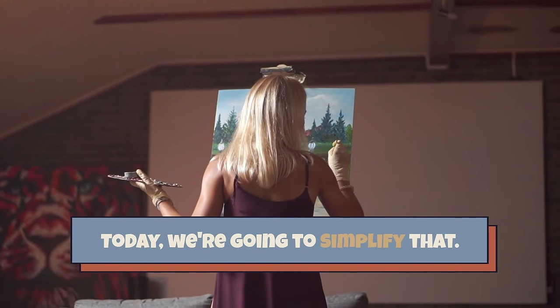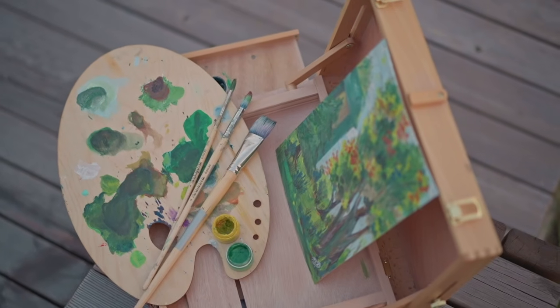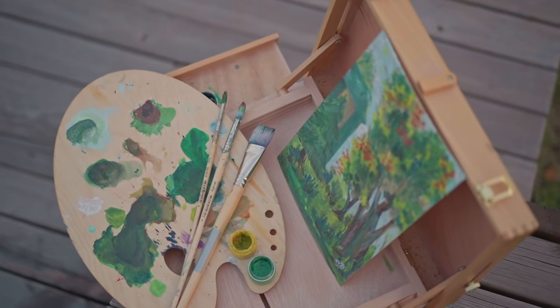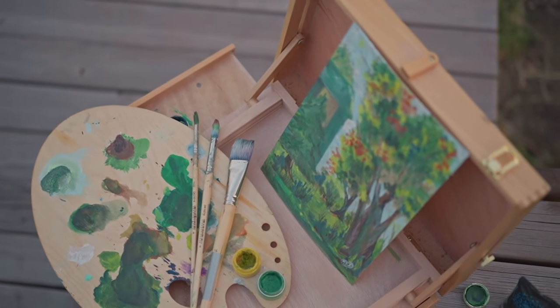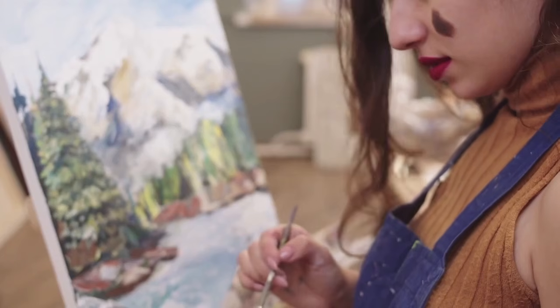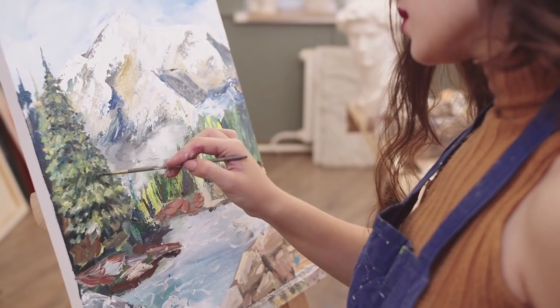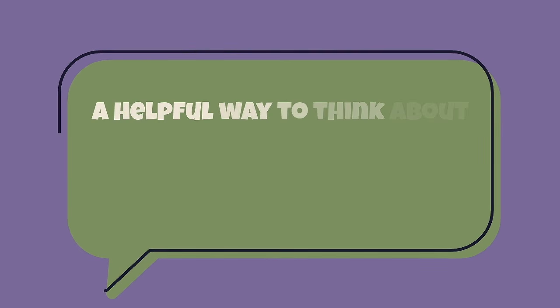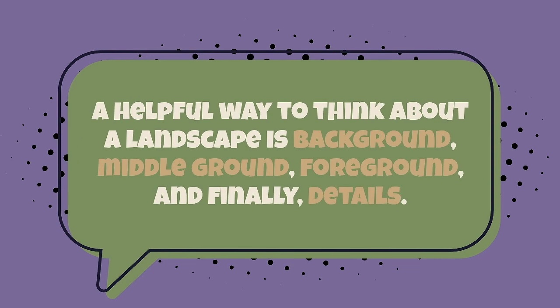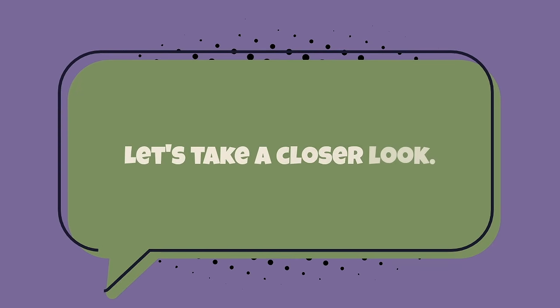Today, we're going to simplify that. While every painting is different, there's a basic order we can follow that makes many landscape paintings much easier to approach. And once we understand the reasoning behind that order, we can start applying it to our own paintings too. A helpful way to think about a landscape is background, middle ground, foreground, and finally, details. Let's take a closer look.